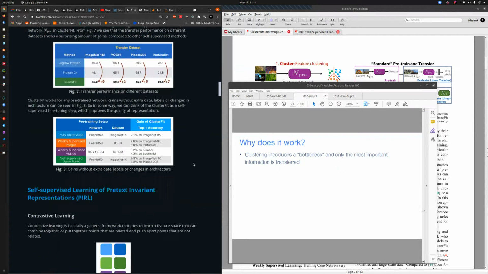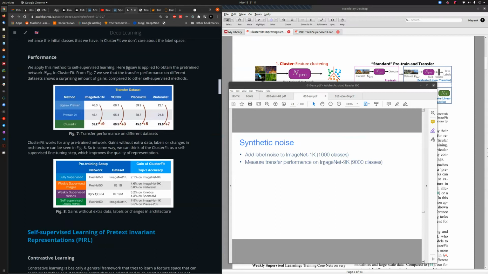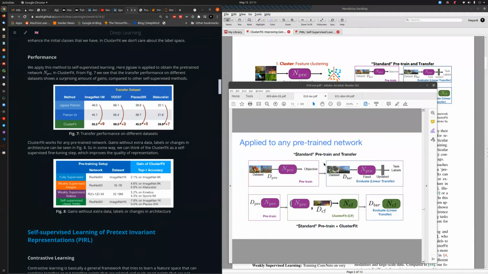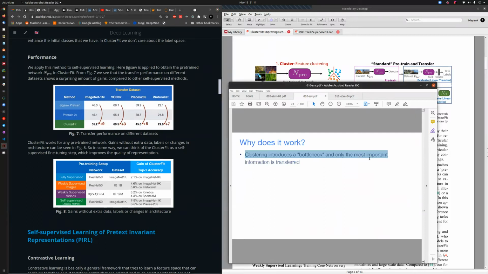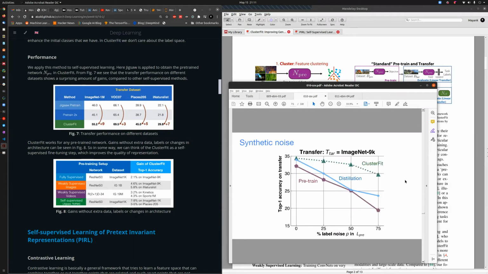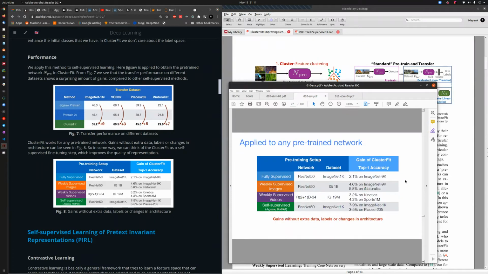Okay, so this is with respect to ClusterFit. And why does ClusterFit help? Why does ClusterFit lose a bottleneck? Information is transferred. The label noise and measure the transfer performance. This is with respect to the robustness, synthetic noise. This is being applied to fully supervised, weakly supervised images, videos, and self-supervised with respect to the Jigsaw and the rotation networks. What were the results there?